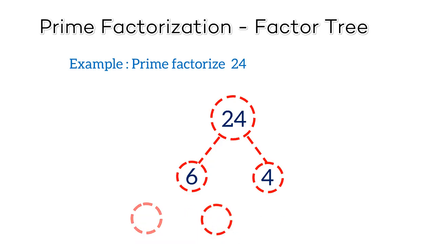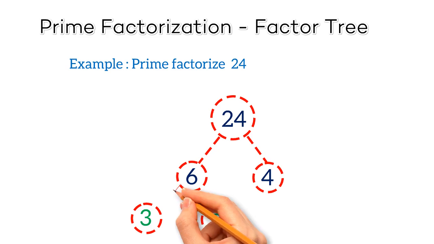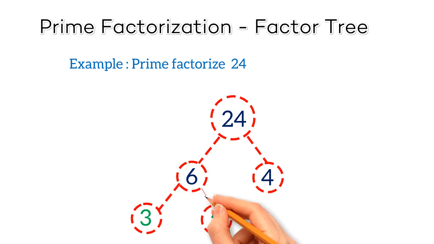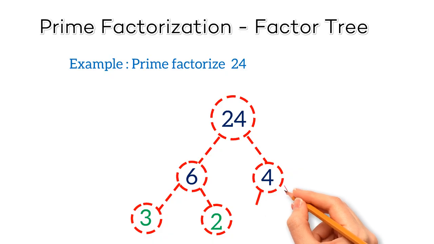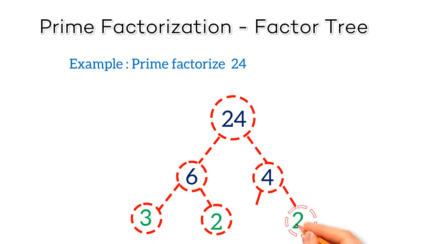Prime factors of 6 are 3 and 2. Now, 3 and 2 are two more branches of 6. Now, prime factors of 4 are 2 and 2. 2 and 2 are two more branches of 4.